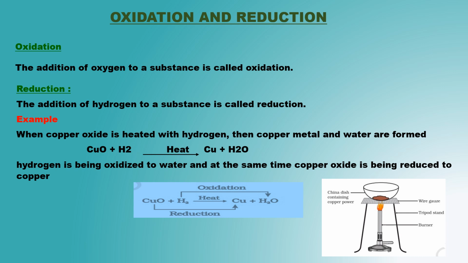In the above reaction, copper oxide is giving the oxygen required for the oxidation of hydrogen, therefore, copper oxide is the oxidizing agent. Hydrogen is responsible for removing oxygen from copper oxide, therefore, hydrogen is the reducing agent here.